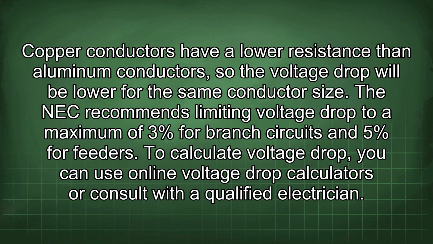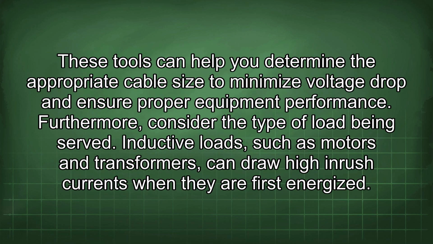Copper conductors have a lower resistance than aluminum conductors, so the voltage drop will be lower for the same conductor size. The NEC recommends limiting voltage drop to a maximum of 3% for branch circuits and 5% for feeders. To calculate voltage drop, you can use online voltage drop calculators or consult with a qualified electrician. These tools can help you determine the appropriate cable size to minimize voltage drop and ensure proper equipment performance.